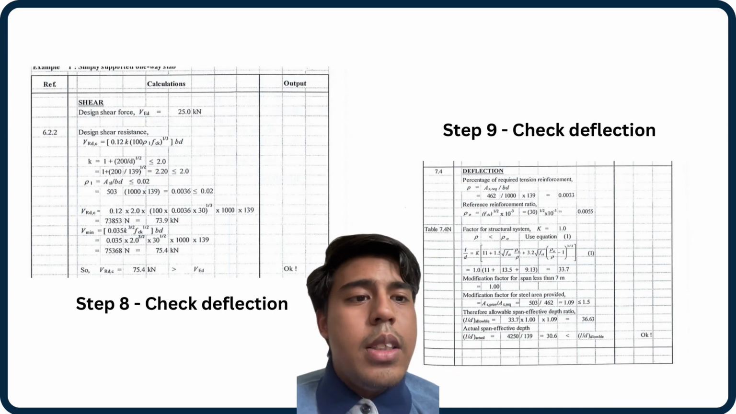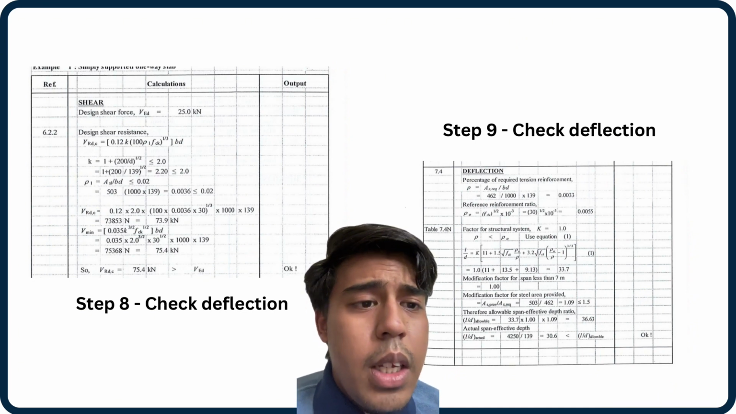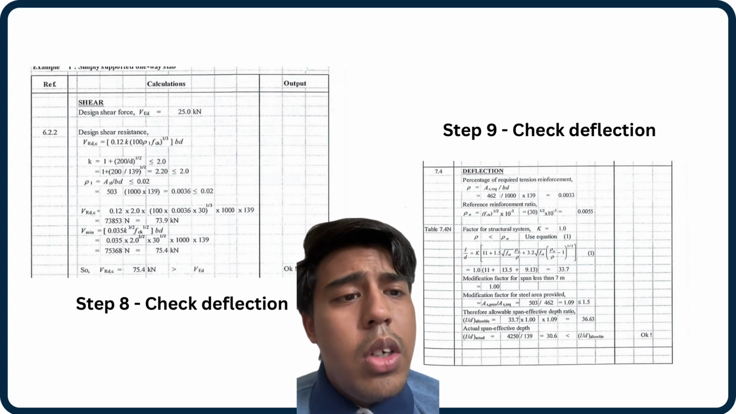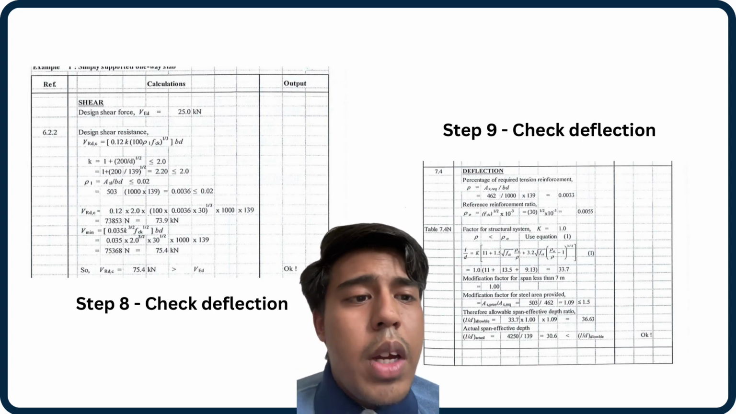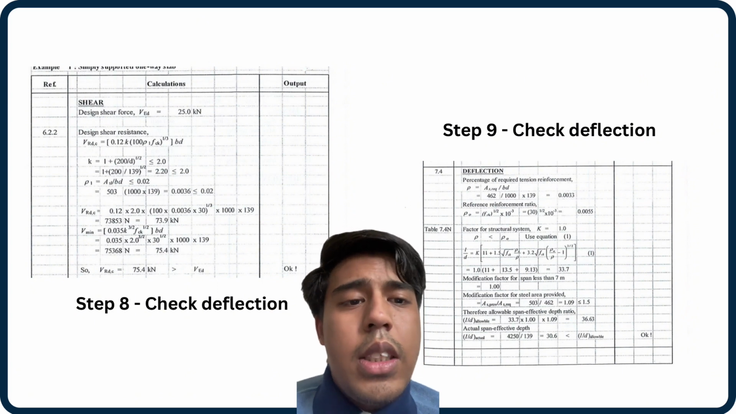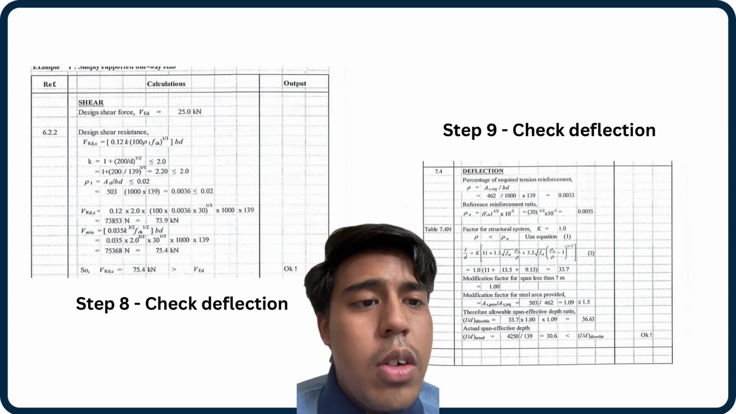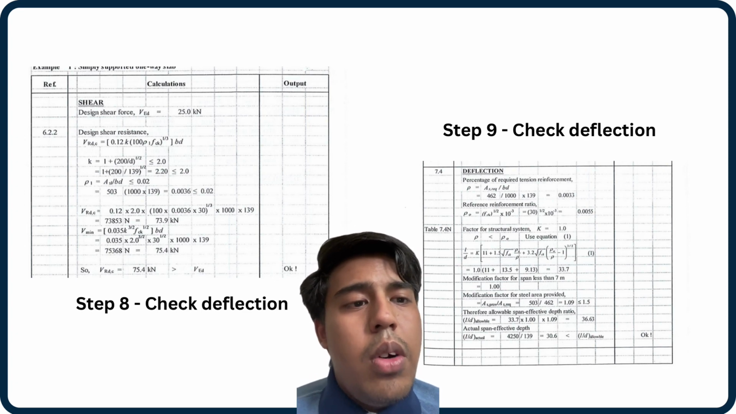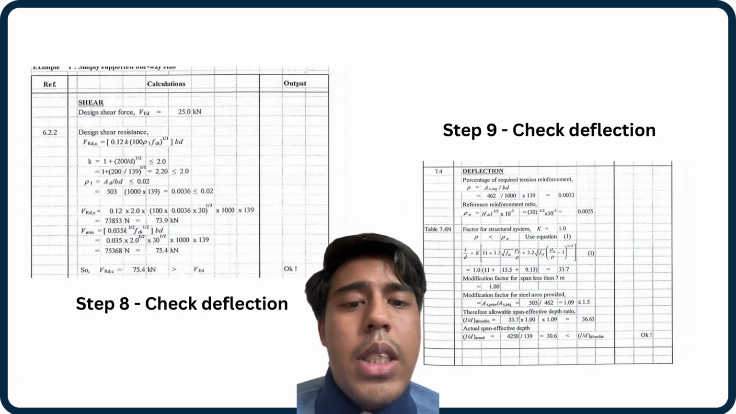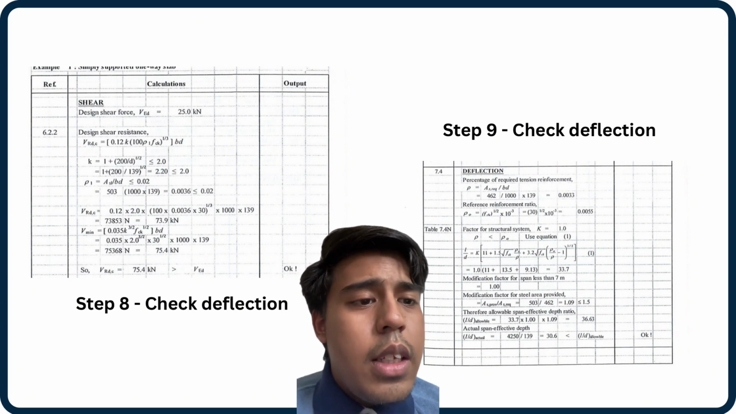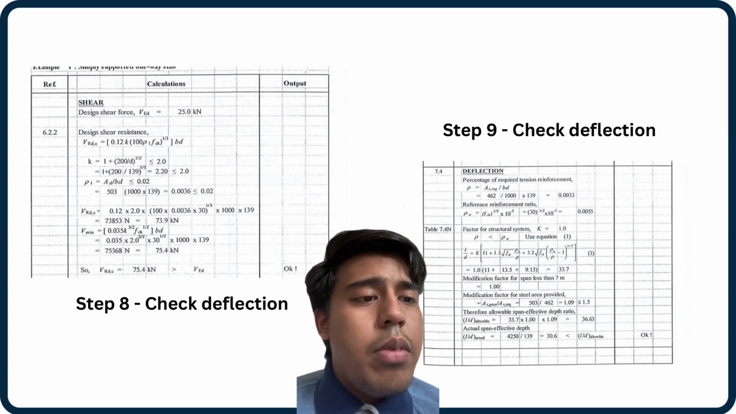So step 9 is check deflection. For the percentage of required tension reinforcement, P equals 0.0033, and the reference reinforcement ratio PO equals 0.0055, and the factor for structural system from table 7.4N, K equals 1.0. P is less than PO, so we must use the equation for L over D, and the equation is like this, and we get the value of L over D is 33.7.